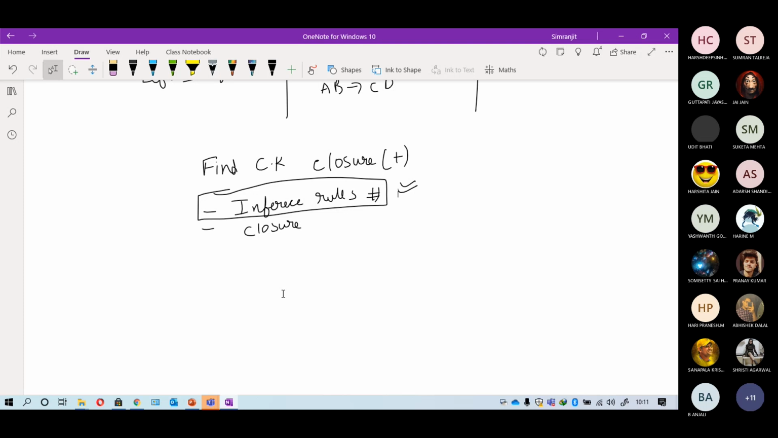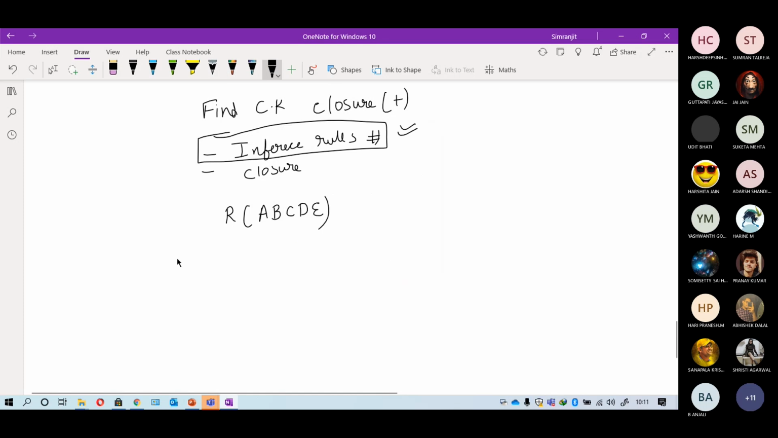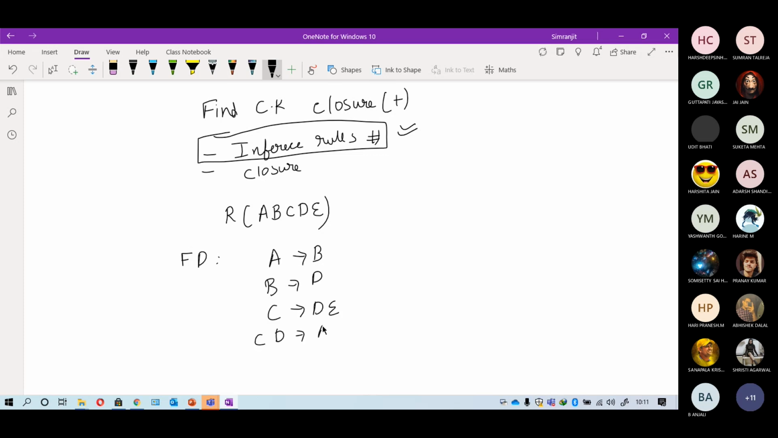We are not following the inference rules, we will follow the closure rule. The closure rule is very simple. Suppose you are given a relation with five columns: A, B, C, D, E. The functional dependencies given to you are A tends to B, B tends to D, C tends to DE, CD tends to AB. Now I am saying to find the closure of A. It will be denoted by A plus.